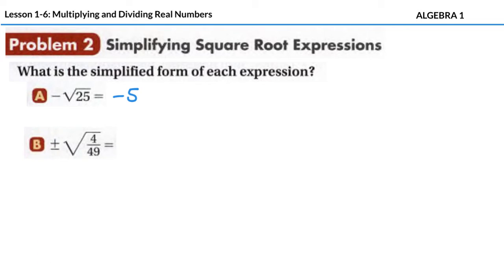How would you do this? Plus or minus square root of 4 over 49. Now this is a fraction. So it's very simple. Separate the square roots to the numerator and the denominator. We can do it like this: plus or minus square root 4 divided by square root 49. We have just separated the square root for the numerator and the denominator. And square root 4 is 2 and square root 49 is 7. So that is the answer for plus or minus square root of 4 over 49.